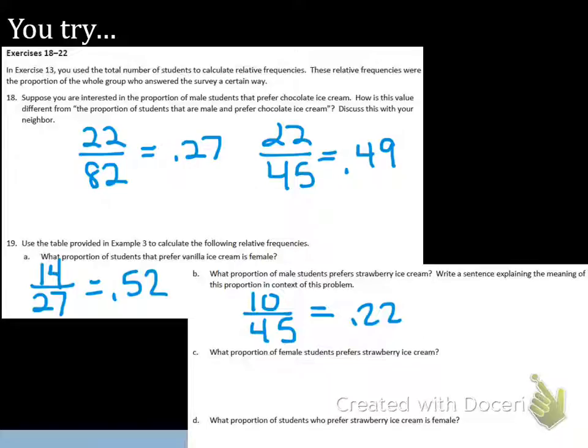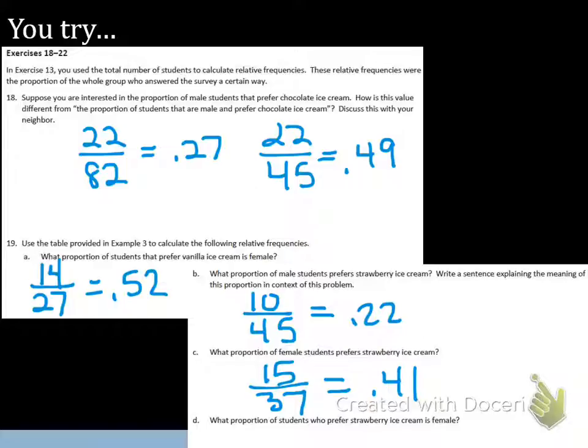Okay, so take a look at letter C here. What proportion of female students prefer strawberry ice cream? So again, they asked about the females, so I'm going to go ahead and look at the female students. And out of the females, the ones that prefer strawberry are 15 out of 37, which is about 0.41 or 41%.